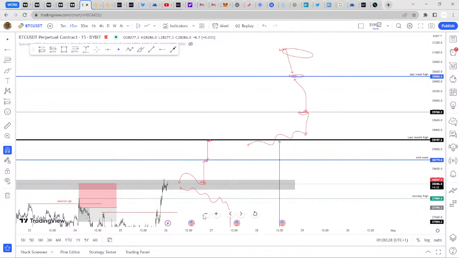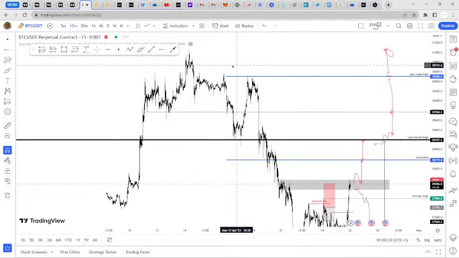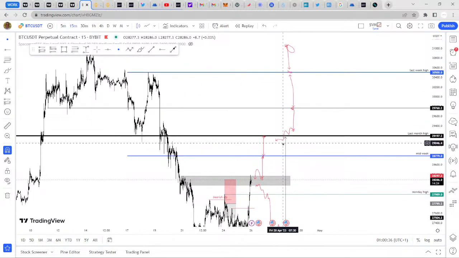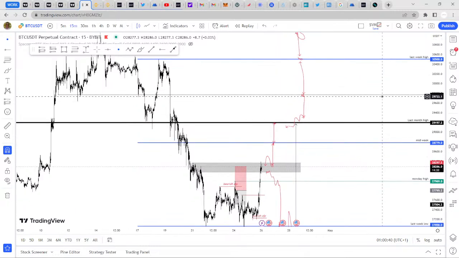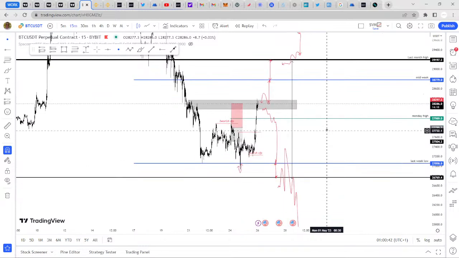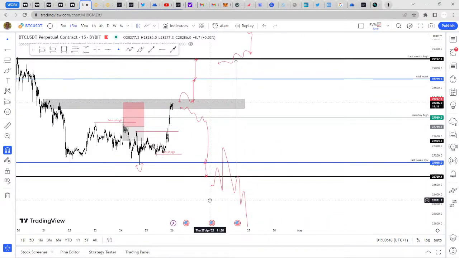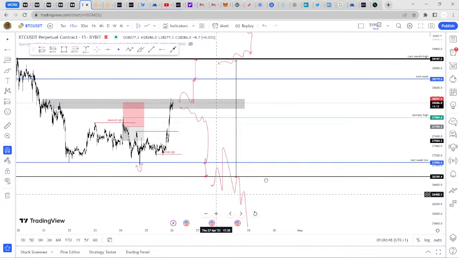The targets: first target here, second target here, and the high of the previous candle as a final TP. Your stops will be below this low or any low it leaves. That's still the over and under strategy.